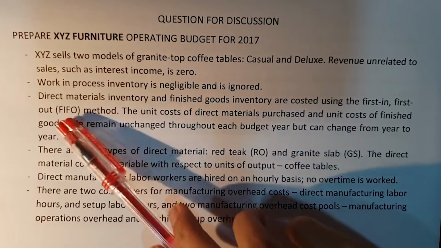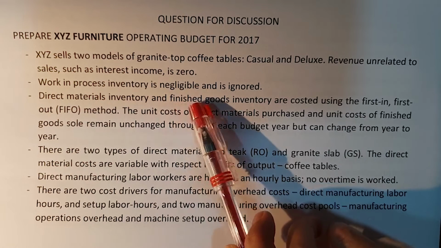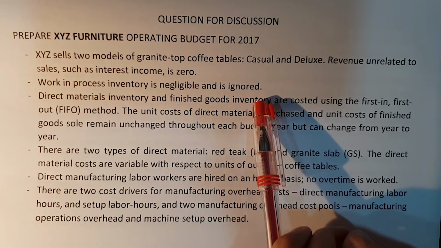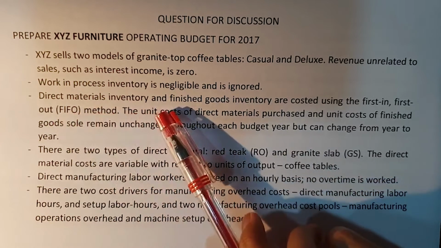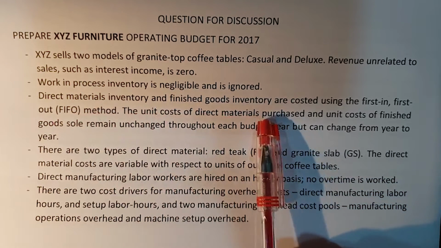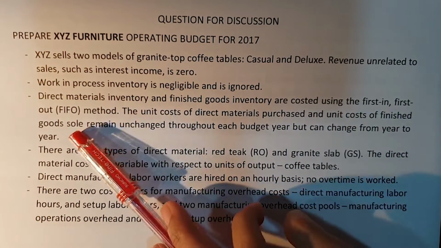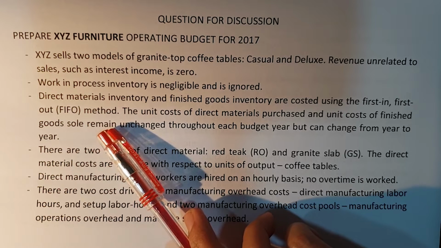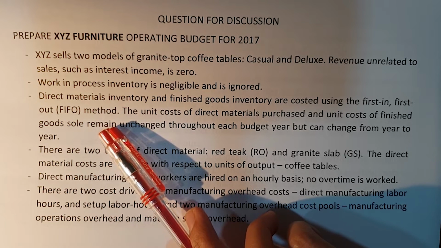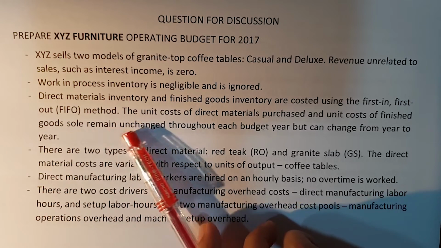Other information given: work in process inventory is negligible and is ignored, so we assume that there is no work in process inventory. Direct materials inventory and finished goods inventory are costed using the first-in, first-out (FIFO) method. So the items that we bought first, the inventory that we bought at the beginning, we are going to use first before the later inventory.